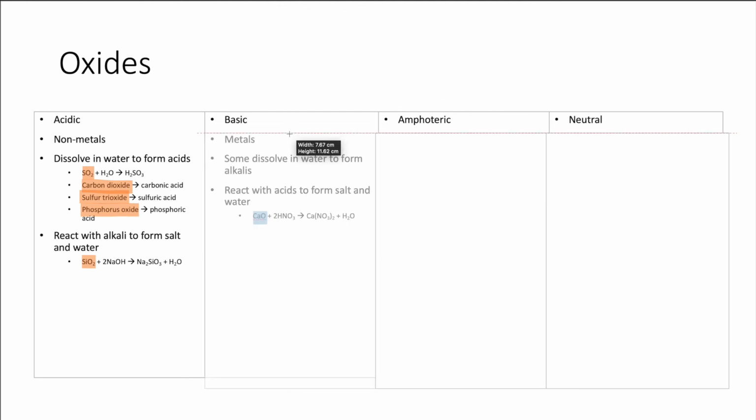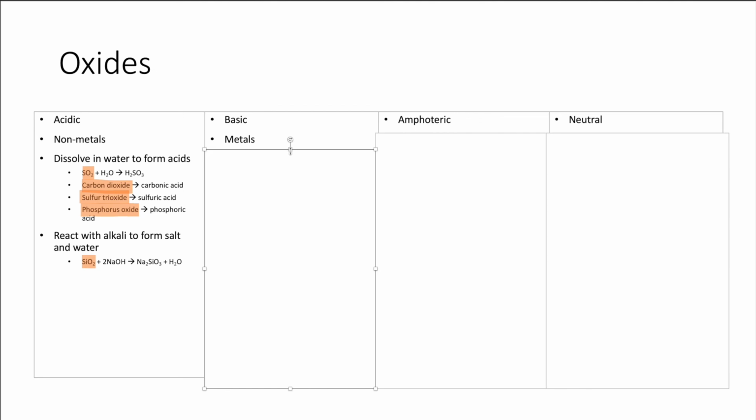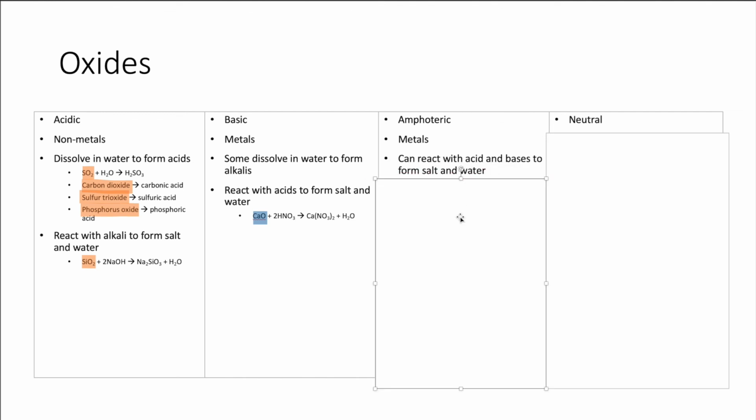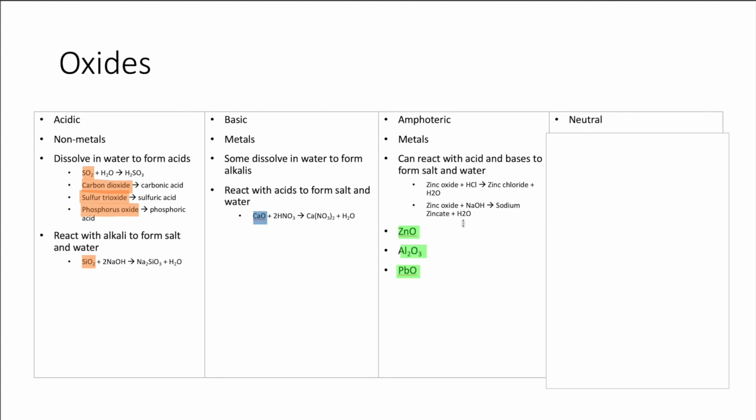Basic oxides, like mentioned earlier, are oxides of metals. Most of them are insoluble, but some dissolve to form alkalis. They react with acids to form salt and water. Third on the list is amphoteric oxides. So they are also metallic oxides, but they are able to react with both acids and bases to form salt and water. So zinc oxide is an amphoteric oxide, aluminium oxide, lead oxide that forms the mnemonic ZAP.